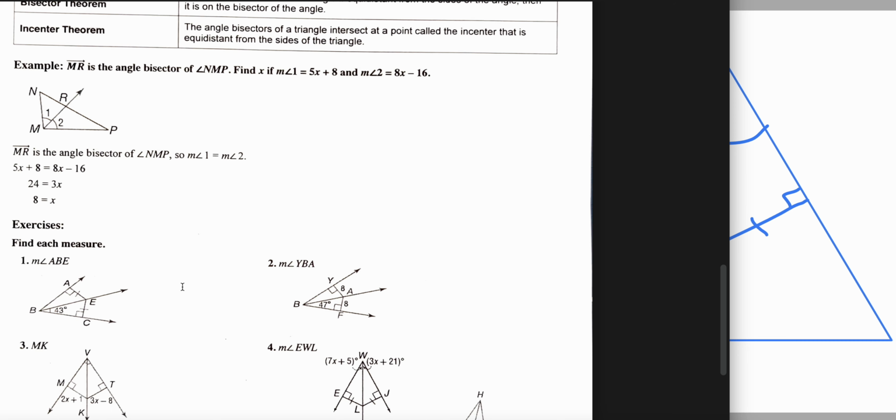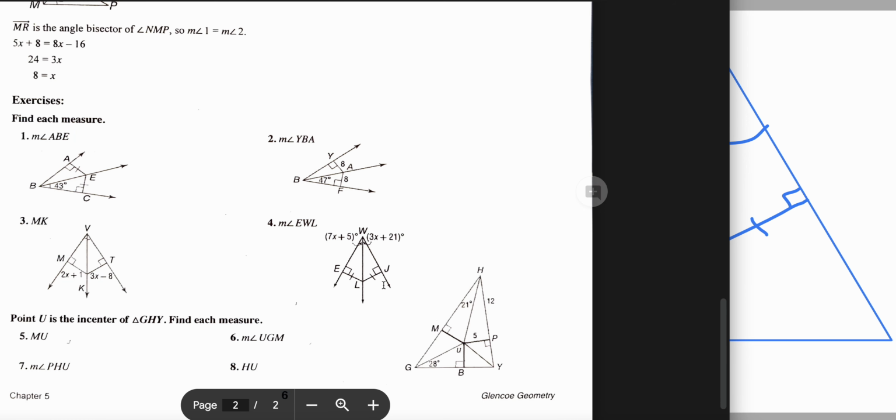So I'll go ahead and let you work on these problems, and then we'll go over the answers in the next video.